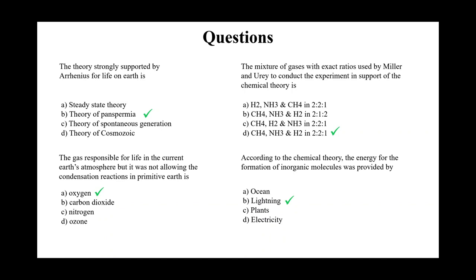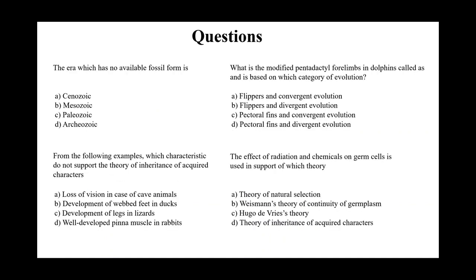So, okay, the next part is the era which has no available fossil form: Cenozoic, Mesozoic, Paleozoic, or Archeozoic. From the following examples, which characteristics do not support the theory of inheritance? Theory of inheritance by Lamarck. Loss of vision in case of mammals, cave animals, development of webbed feet in duck, development of legs in lizards, and well-developed pinna muscles in rabbits.